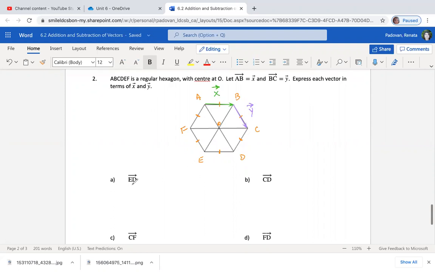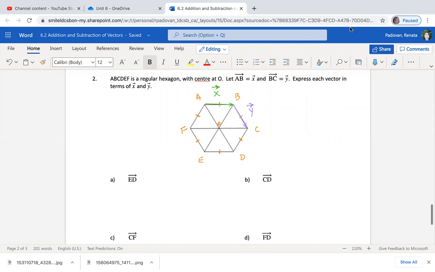That's all. So when I'm starting at the tail of E and ending at the head of D, and I'm looking at vector ED, I'm just going to look at the exact same vector, but just change it in terms of X and Y. That is the only difference. So where is vector E to D? And let's take a look at that.